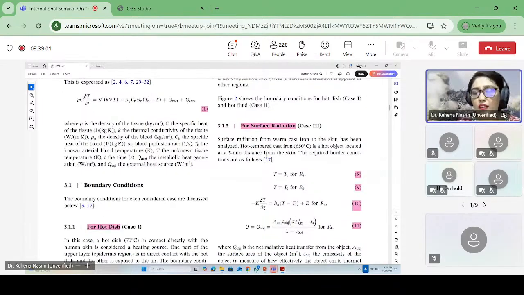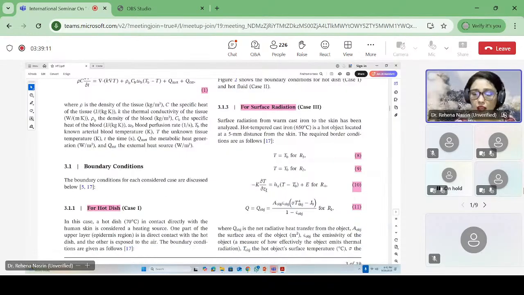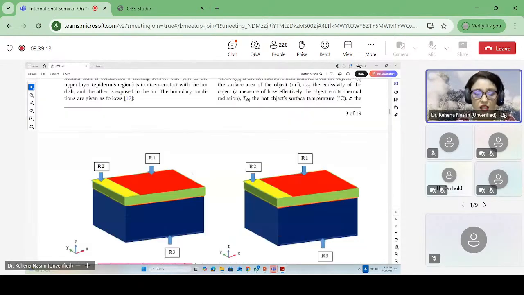And here for surface radiation, radiation heat transfer occurs, and our skin can also be burned and damaged.